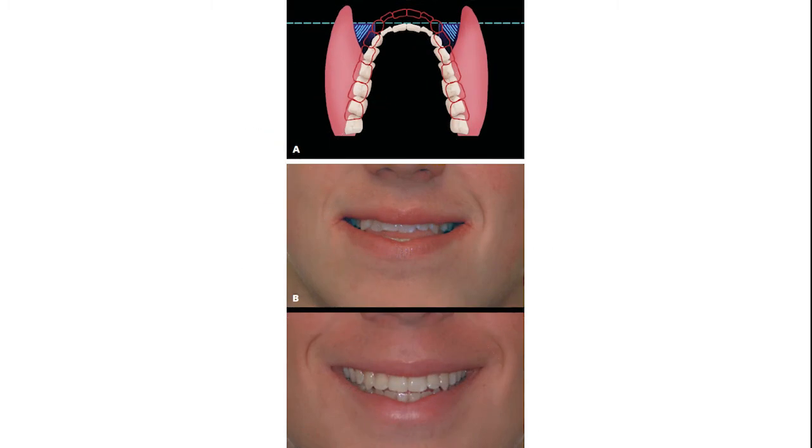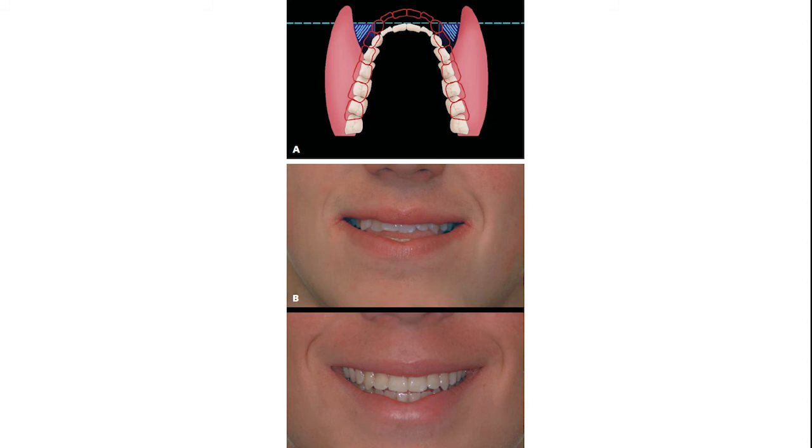Third, retropositioned maxilla. Maxillary advancement is the treatment of choice, as having the maxilla anteriorly permits a wider part of the dental arch to move forward and reduce the lateral negative space.